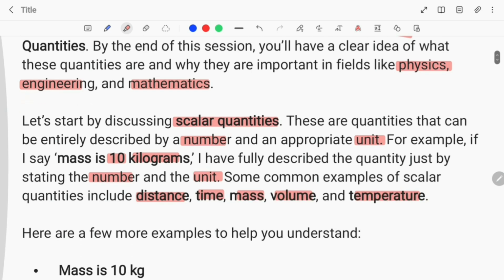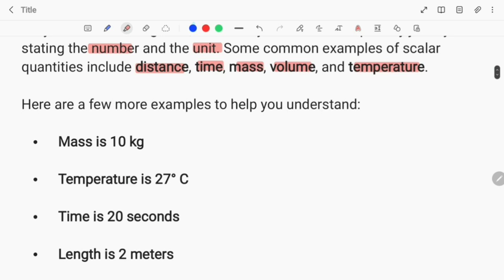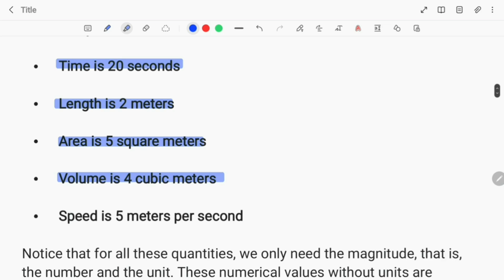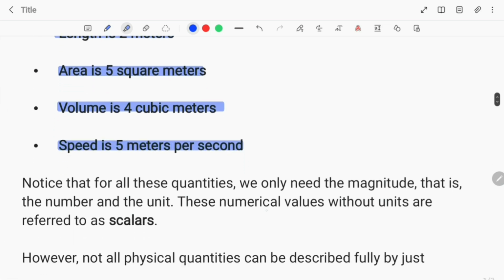Here are a few more examples to help you understand. Mass is 10 kilograms, temperature is 27 degrees C, time is 20 seconds, length is 2 meters, area is 5 square meters, volume is 4 cubic meters, speed is 5 meters per second. Notice that for all these quantities, we only need the magnitude, that is, the number and the unit. These numerical values without units are referred to as scalars.